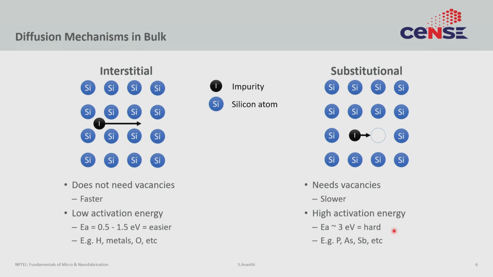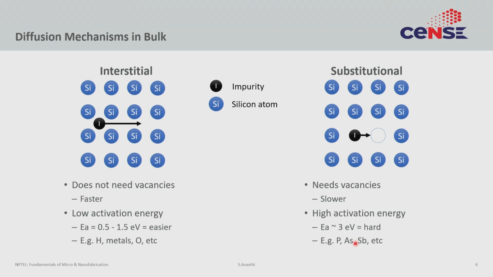In terms of thermodynamics, that means this process tends to have higher activation energy, around 3 eV or so, and this is mostly done by impurities that have a larger size. So, they fit in the silicon lattice position, but are unable to move into the interstitial position. Arsenic is a good example, antimony is a good example.